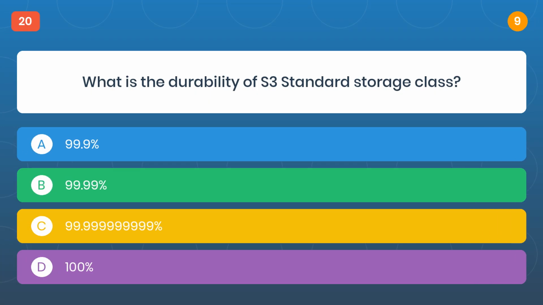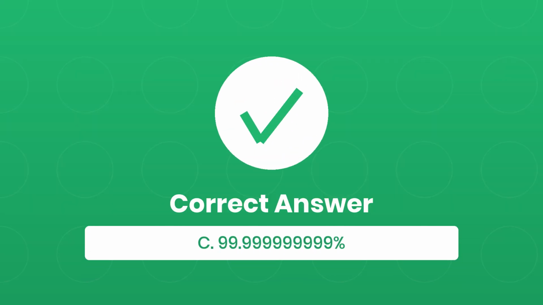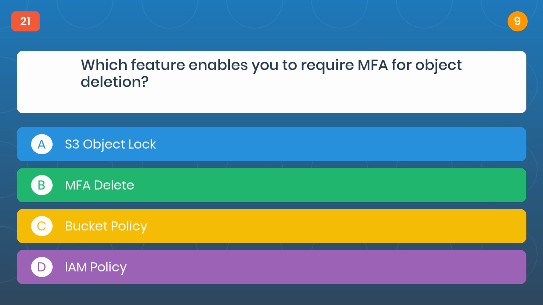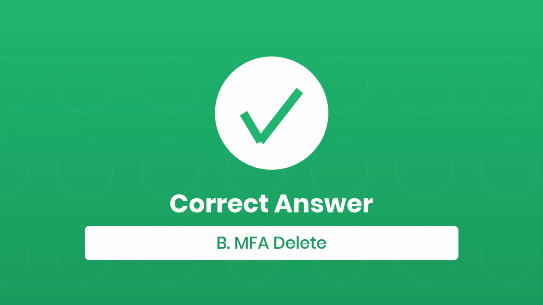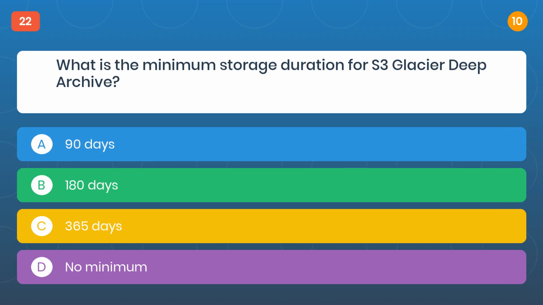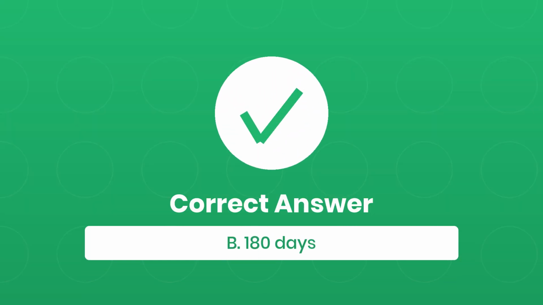Question 20. What is the durability of S3 standard storage class? The correct answer is C, 99.999999999%. Question 21. Which feature enables you to require MFA for object deletion? The correct answer is B, MFA delete. Question 22. What is the minimum storage duration for S3 Glacier Deep Archive? The correct answer is B, 180 days.